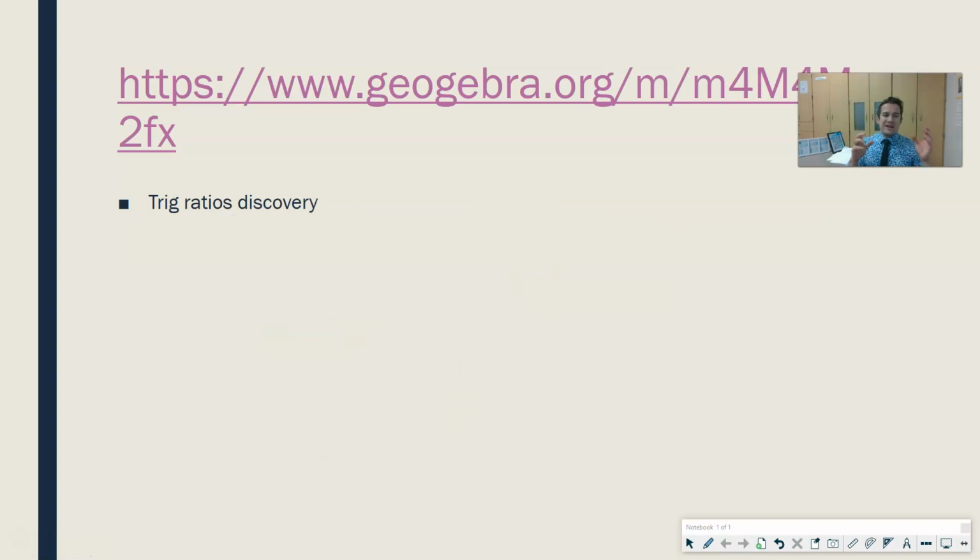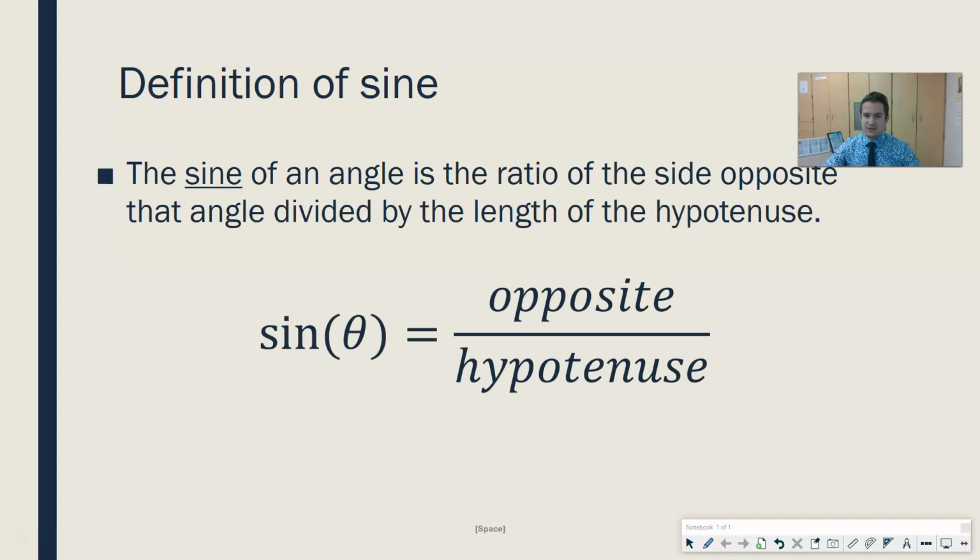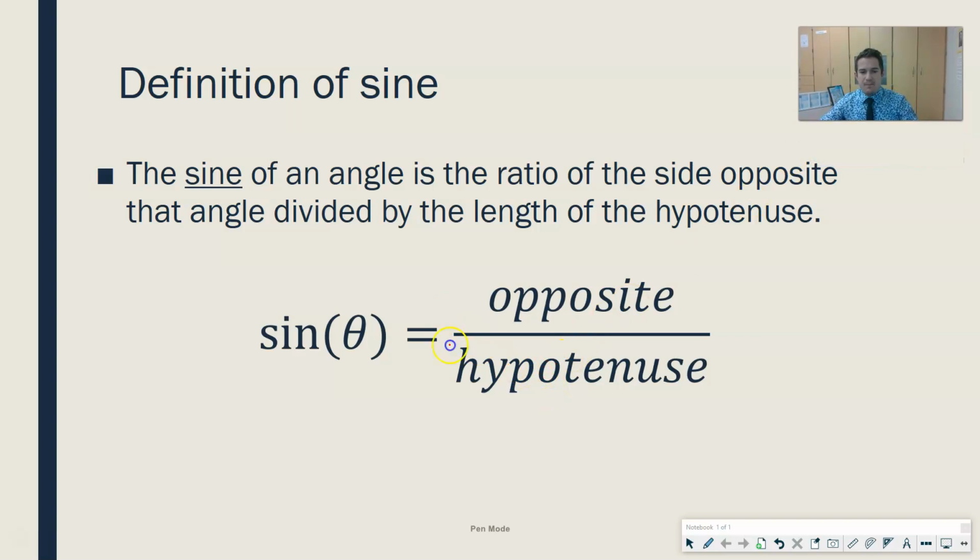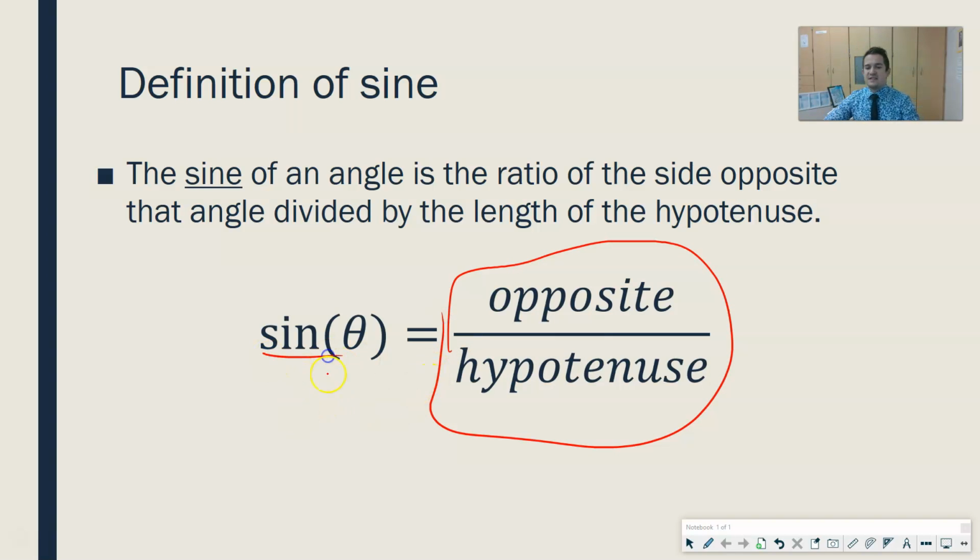So, we're going to give a name to each of those ratios, to each of those fractions. That opposite divided by hypotenuse relationship, this one right here, we're going to call the sine. The sine of an angle is the ratio, or the fraction, of the side opposite that angle divided by the length of the hypotenuse. So the opposite side divided by the hypotenuse. That's what we're going to call that fraction, the sine.